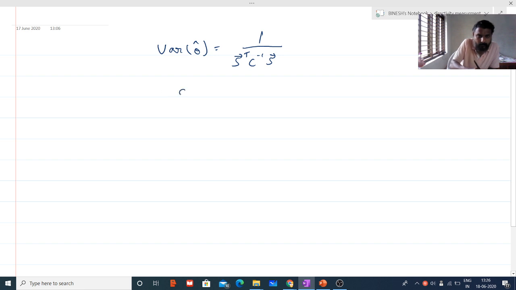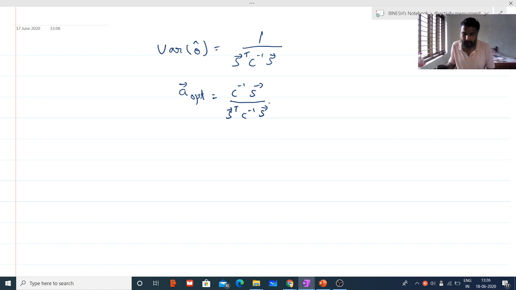and the optimum value of vector A is nothing but C inverse into S divided by S transpose C inverse into S. So we can see how we are getting this. That is a derivation of scalar BLUE. So to minimize the variance of theta, I'll just write here.